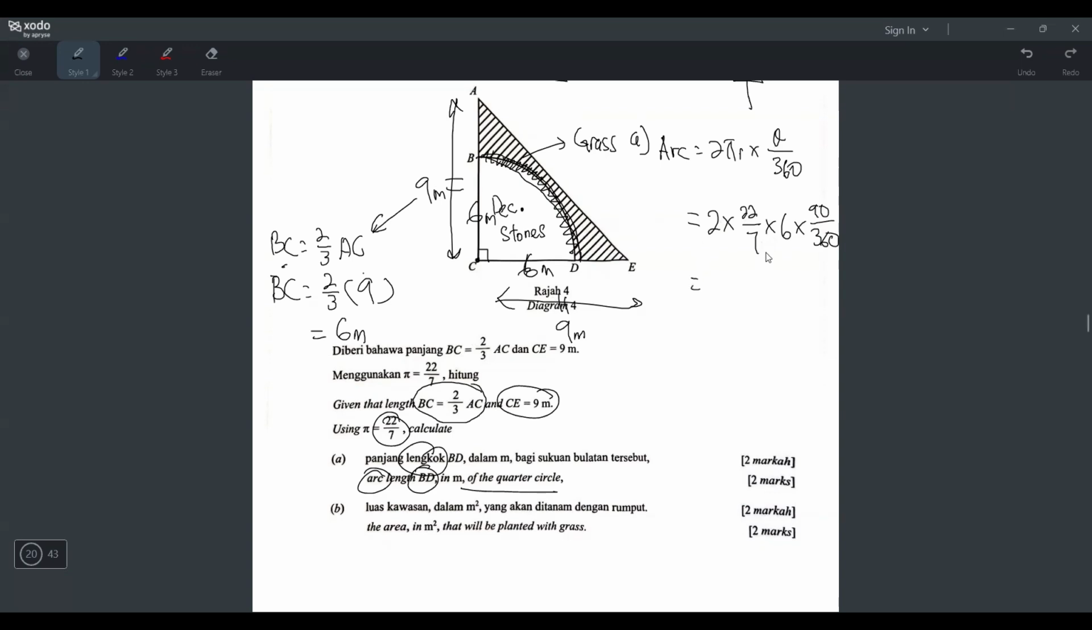Okay, sekarang kita boleh potong. Ini potong ini, dapat 1 over 4. Ini potong ini, tinggal 2. Ini tinggal 11. 11 times 6, 66. So 66 over 7 meter. Okay, if you want to use calculator, can also. Just tekan everything and it will give you the same thing.